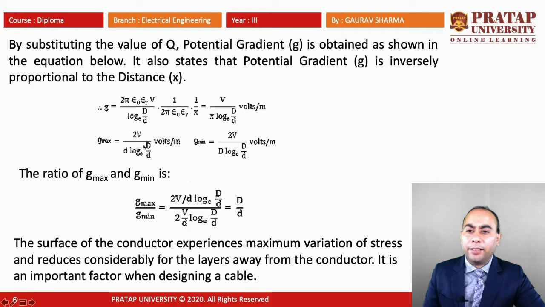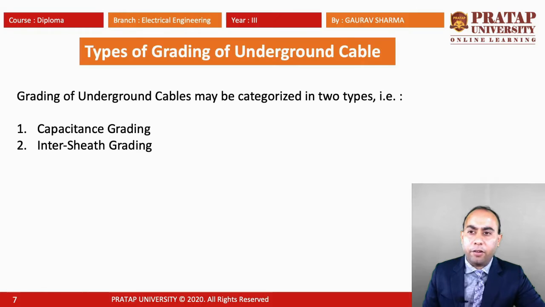Now G max is equal to 2V by d log D by d volts, and G minimum is equal to 2V by D log D by d volts. The ratio of G max and G minimum is equal to the ratio of the diameters. So the surface of the conductor experiences a maximum variation of stress, which reduces considerably for the layers away from the conductor. It is an important factor when designing a cable. So the grading of cable has to be done.